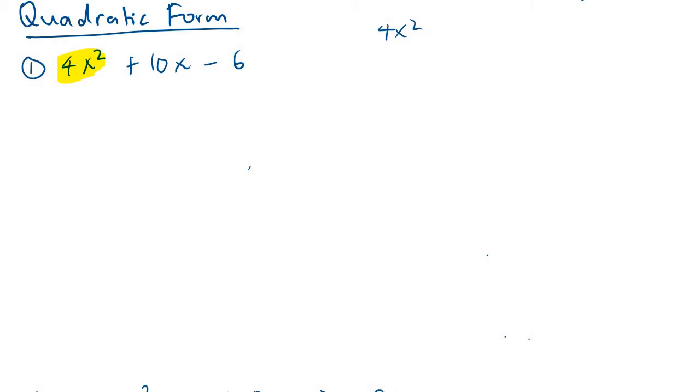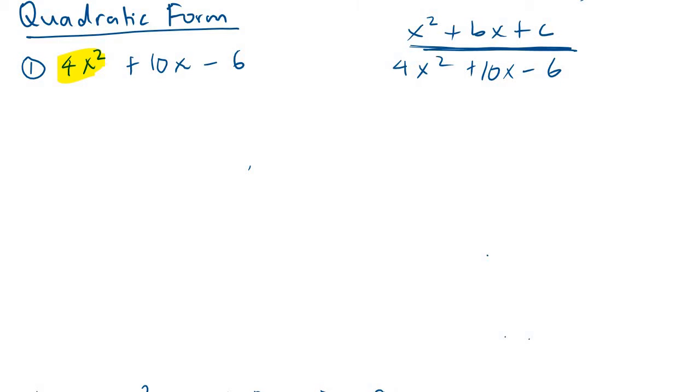well, let's go back to quadratic form. The quadratic form looks like this: x squared plus bx plus c. Granted, there's no leading coefficient. So if I have something that is given to me that is not in this form, I can actually change it to look like this. Let me write this one next to it: 4x squared plus 10x minus 6. I need to rewrite this so that it's just something squared.